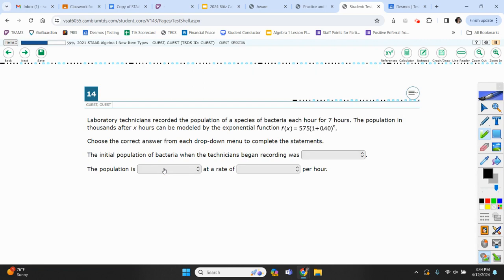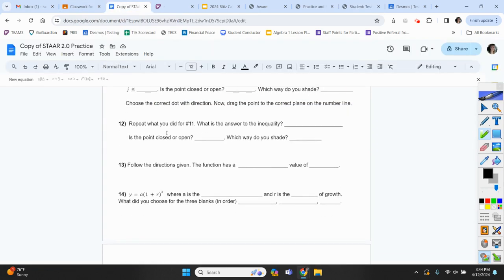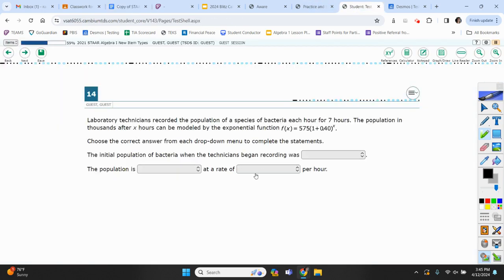Number 14. So on your paper here, I gave you a reminder that y equals a times 1 plus r to the x power. This is like your standard form for exponentials, where a is the initial amount, where you start at, and r is the rate of growth in this case because it's plus r. If it said 1 minus r, then it's a rate of decay. So then it just says, what did you choose for the three blanks in order? So just write what you choose.